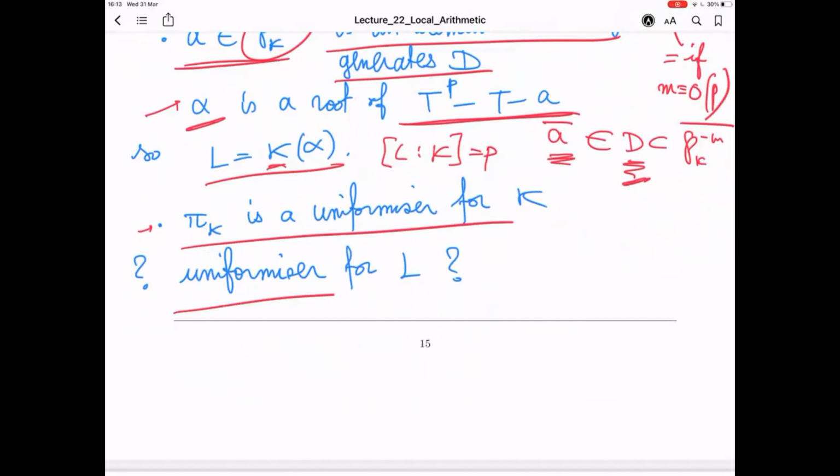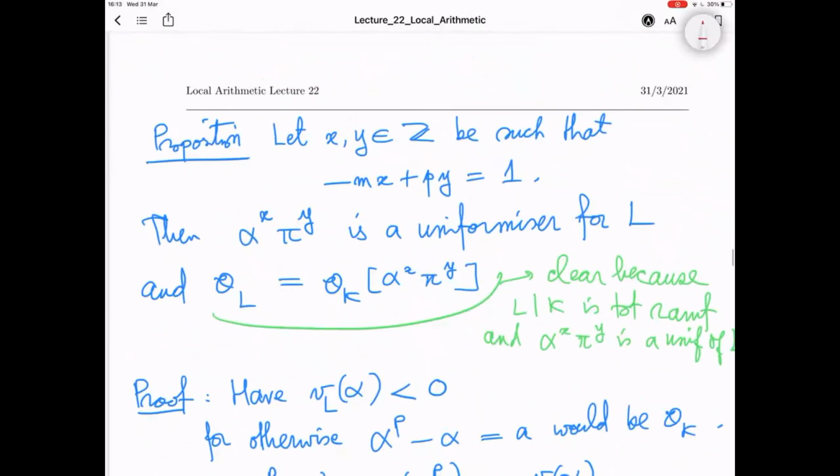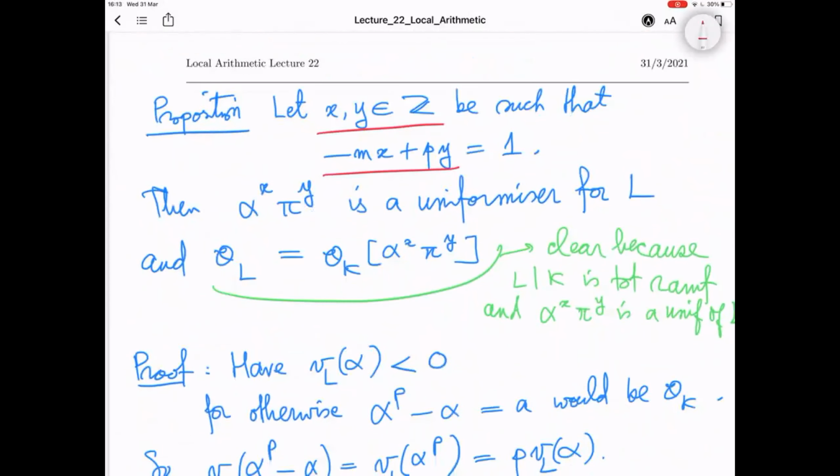So the first question we can ask is, can we write down a uniformizer for L? Okay, so here it is. So it says take x and y such that -mx + py = 1. Why do you have such an x and y? They exist because m is not divisible by p, right?